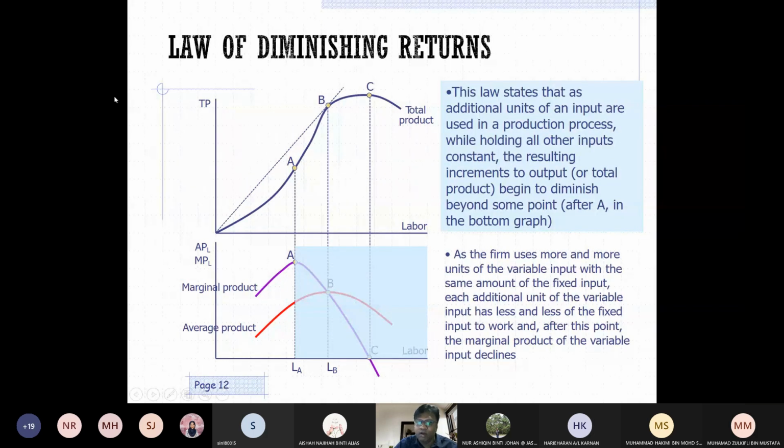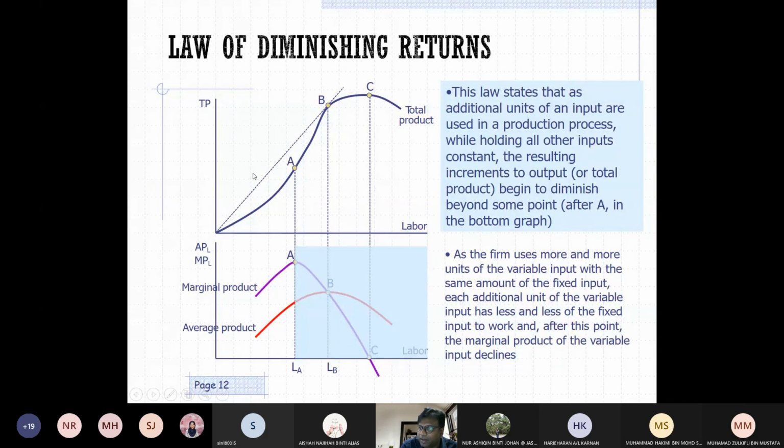Okay, now we'll take a look at the law of diminishing returns. So what does the law of diminishing returns mean? This law states that as additional units of an input are used in a production process while holding all the other inputs constant, the resulting increment to the output begins to diminish beyond some point.